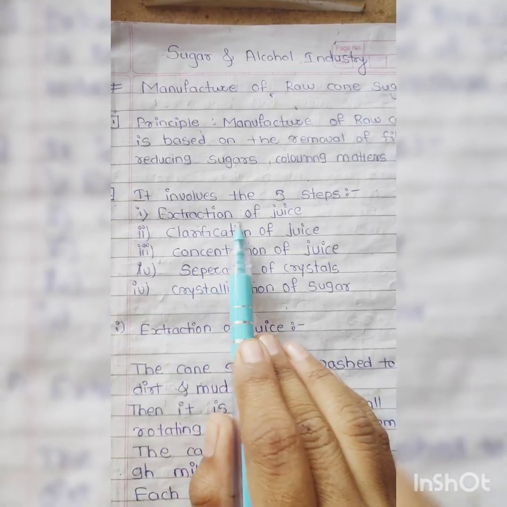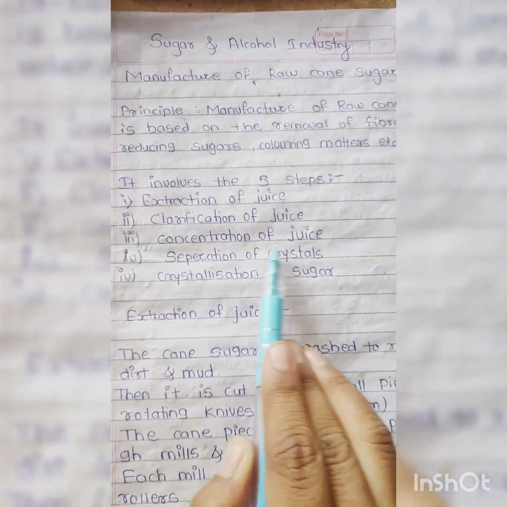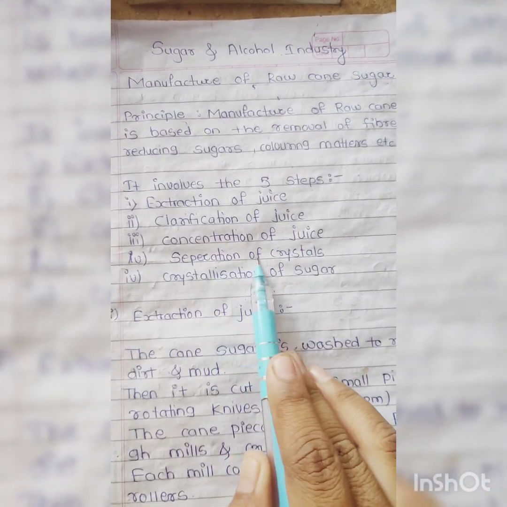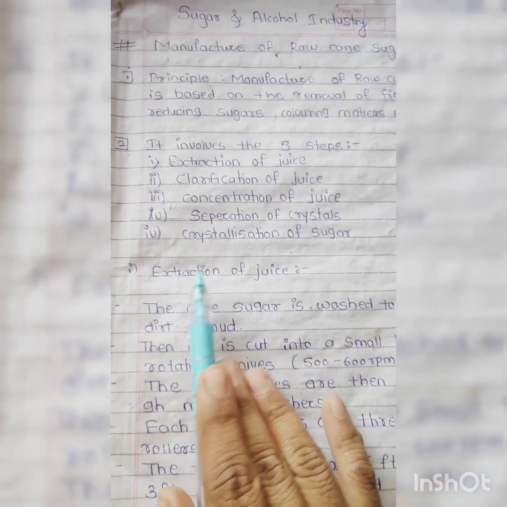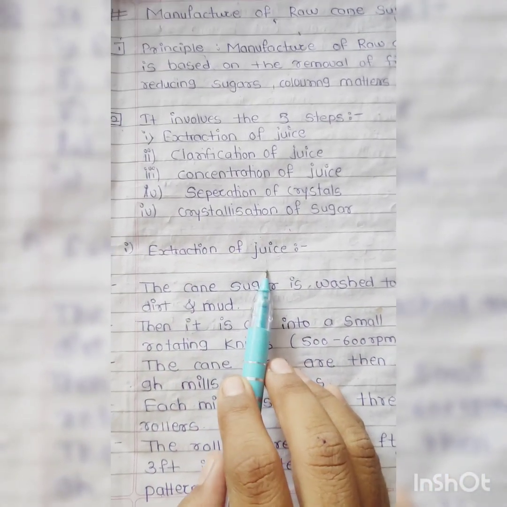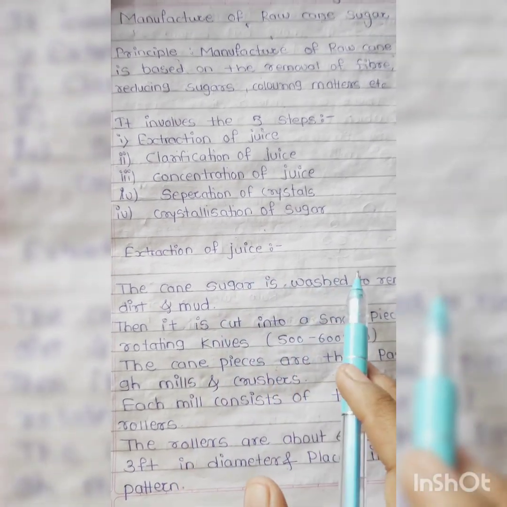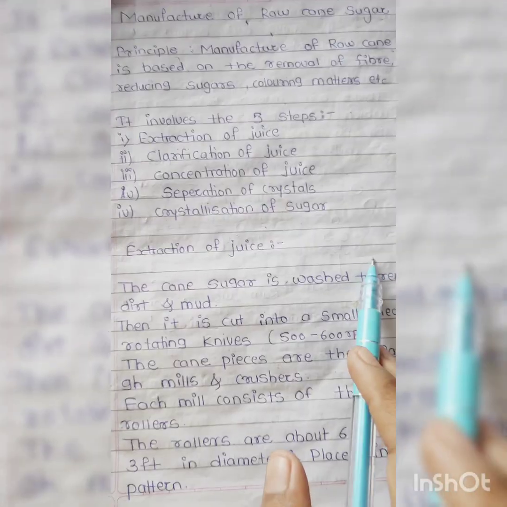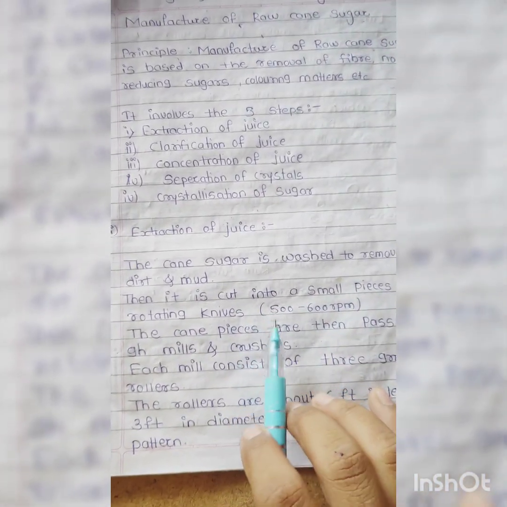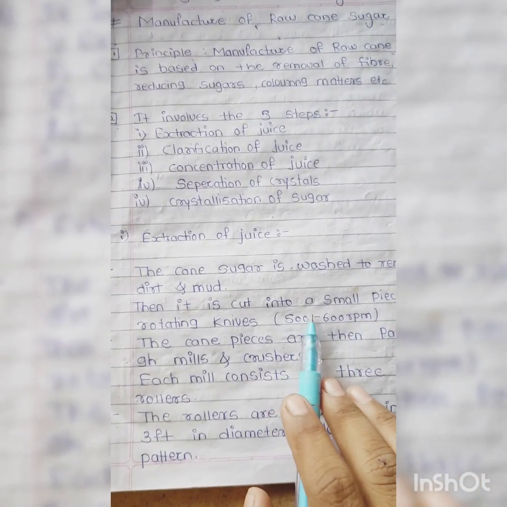First is the extraction of juice. Second, clarification of juice. Third, concentration of juice. Fourth, crystallization of sugar. And fifth is the separation of crystals. First, extraction of juice. In this step, we first wash the sugar cane to remove dirt, mud, coloring matters and whatever impurities. Then it is cut into small pieces by rotating knives. Then the cane pieces are passed to the roller mills and crushers.